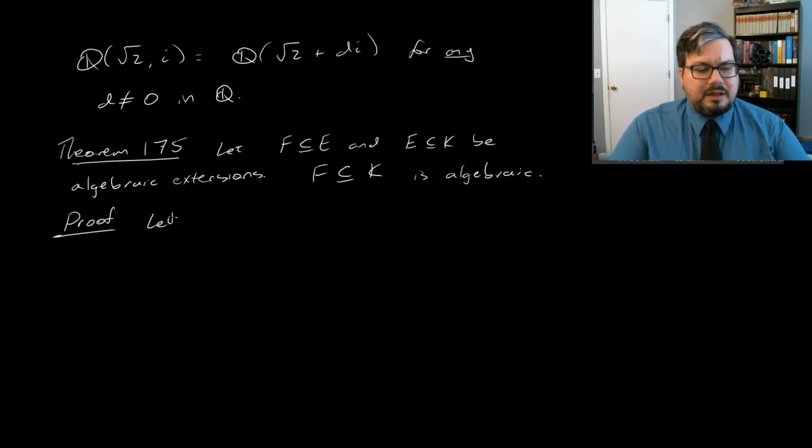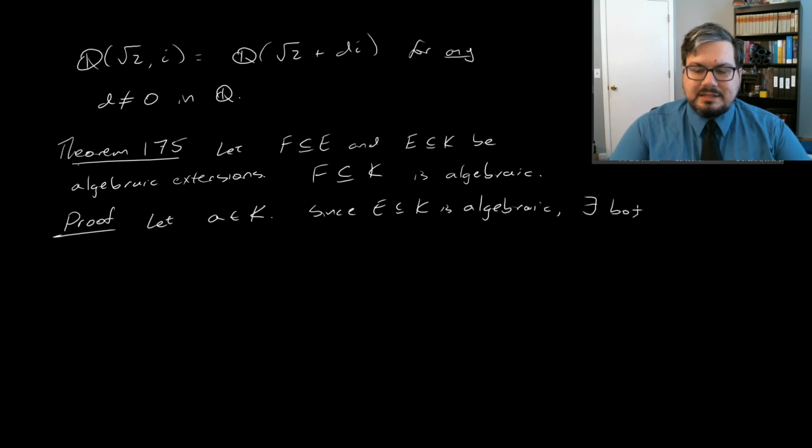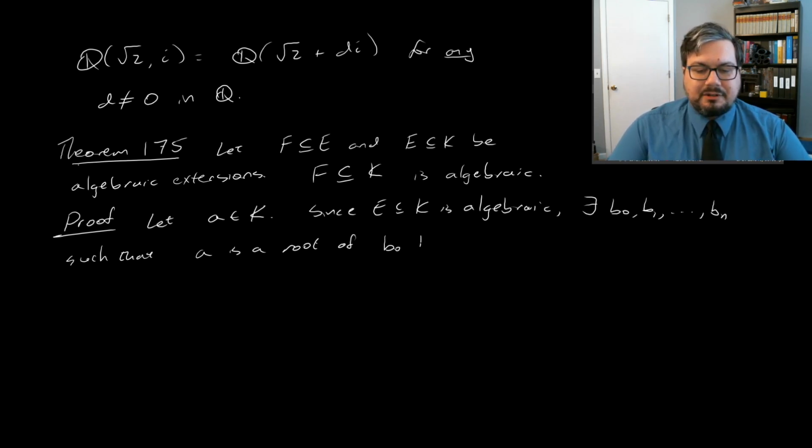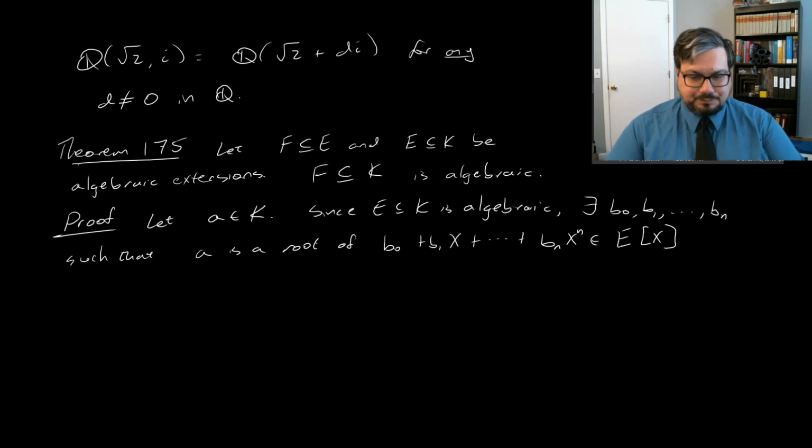So let's take a proof. Let A in K, B in K. Now, since E contained in K is algebraic, there exist B0, B1 up through Bn, such that A is a root of B0 plus B1x plus etc. plus Bn x to the n inside the polynomial ring E adjoin X.